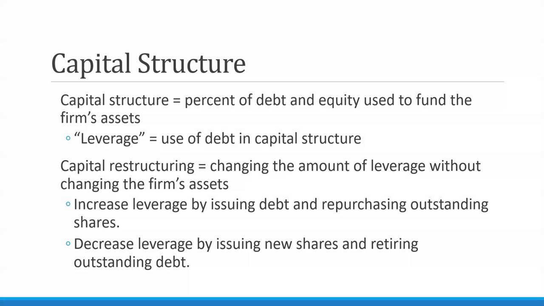So we have the capital structure is the percent of debt and equity used to fund our assets. Leverage is the term for the amount of debt we use in our capital structure. Capital restructuring is changing the amount of leverage without changing the firm's assets. So in a restructuring situation, we would issue debt to purchase outstanding shares, or to increase our leverage, or issue new shares to retire outstanding debt in an effort to decrease our leverage.